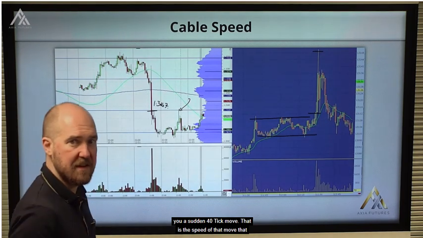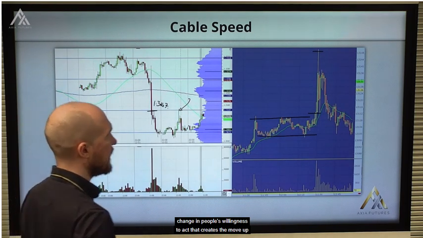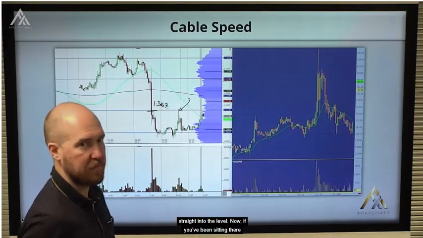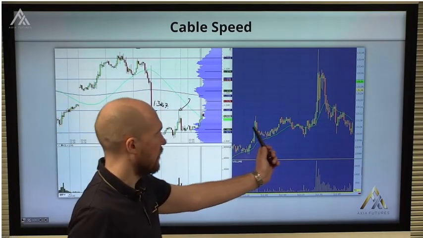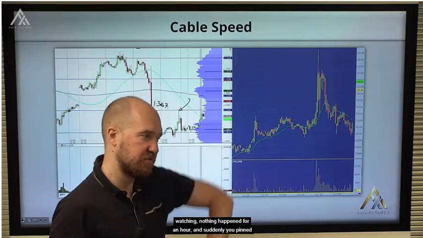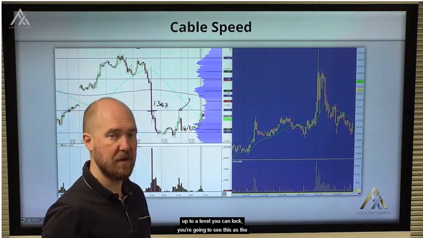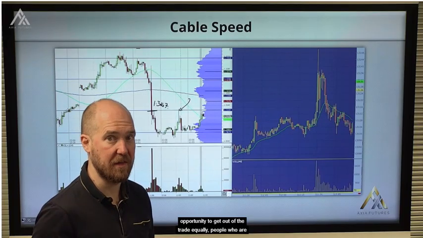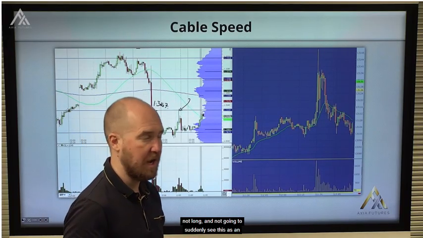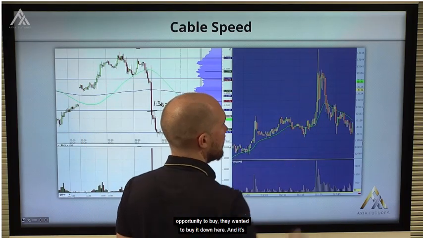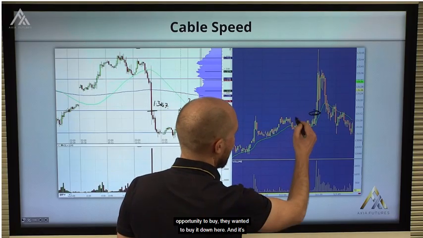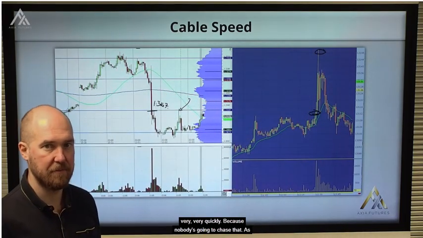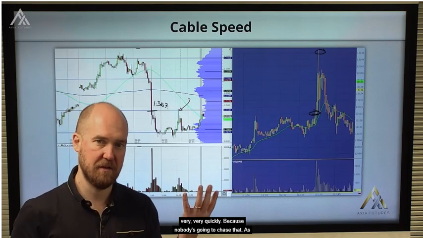Now it's the speed of that move, that change in people's willingness to act, that creates the move up straight into the level. If you've been sitting there watching nothing happen for an hour and suddenly you ping up to a level, you've been long. You're going to see this as the opportunity to get out of the trade. Equally though, people who are not long are not going to suddenly see this as an opportunity to buy. If they wanted to buy it down here and it's now all the way up here, you're going to run out of sellers very, very quickly because nobody's going to chase that.